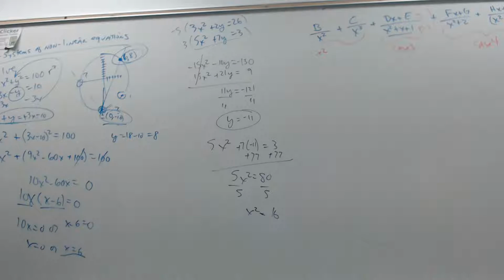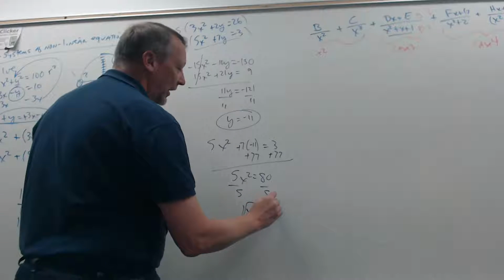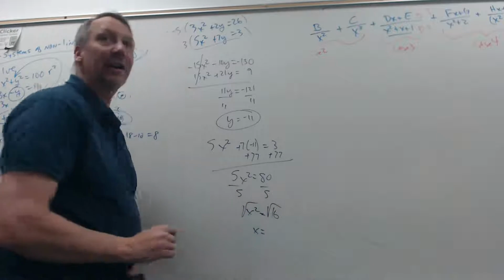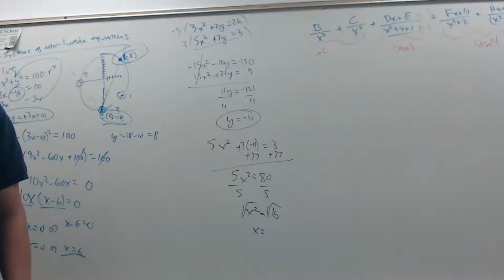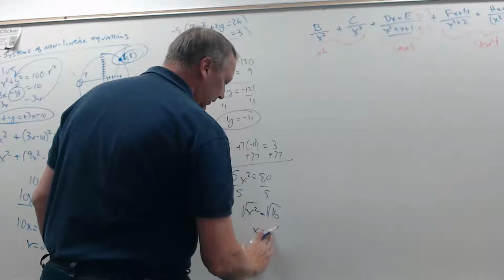Square both sides. X equals 4. Use the square root of both sides. X equals what? Plus or minus 4. Don't forget that. Plus or minus 4.